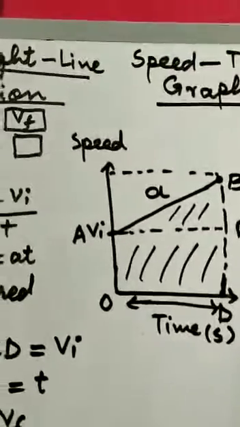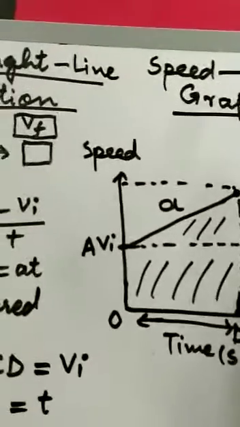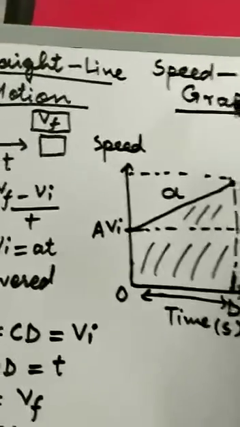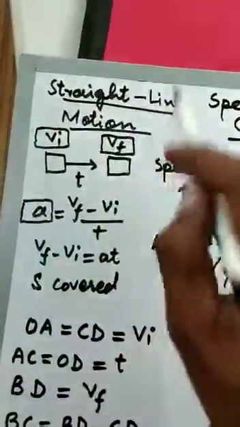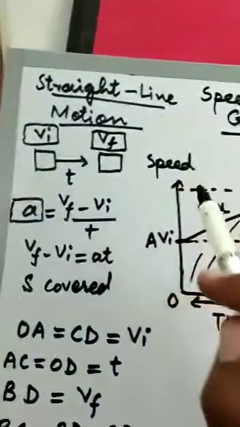Hello, Assalamu alaikum guys. We have to talk about the straight line motion of an object with the help of this speed time graph, and we have to show the straight line motion of an object.